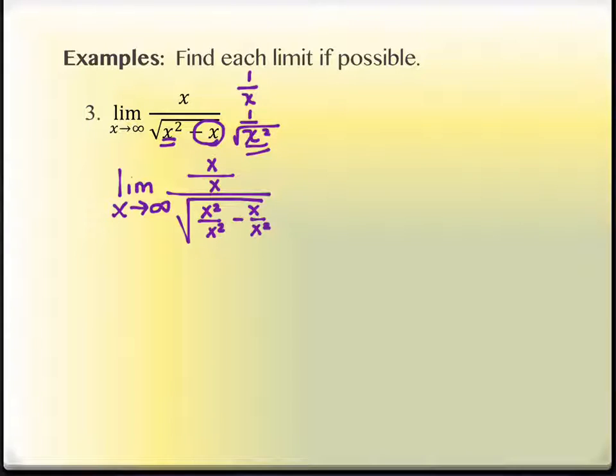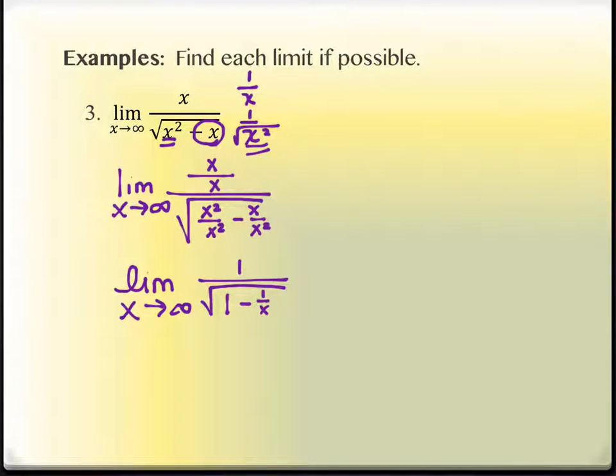Let's clean up what we can clean up before we actually use the limit processes that we're learning right now. What does the numerator become? 1. In the denominator, what do I have? Square root of 1 minus, no, 1 over x. Right, 1 minus 1 over x. So that actually cleans up really nice. Agreed? That's awfully pretty.